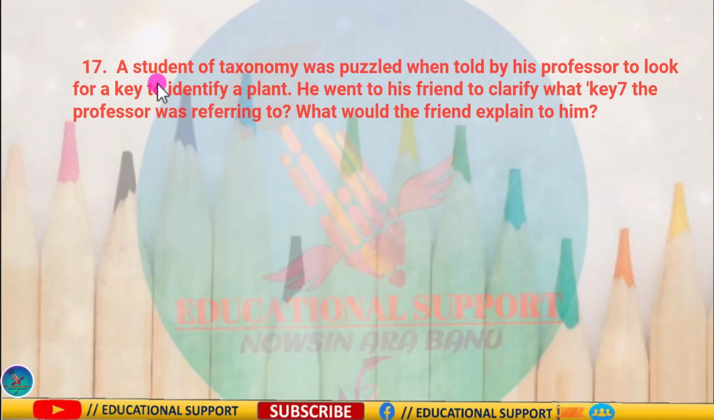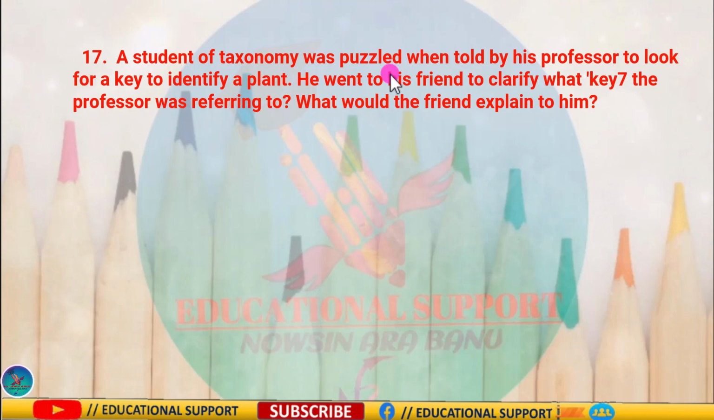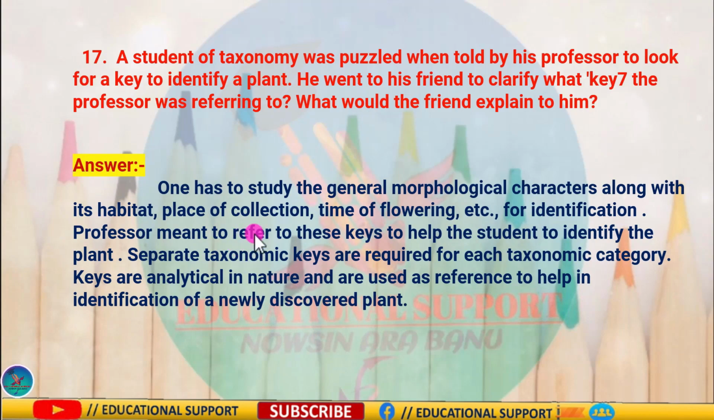Question number 17 is: A student of taxonomy was puzzled when told by his professor to look for a key to identify a plant. He went to his friend to clarify what key the professor was referring to. What would the friend explain to him? Identification of a plant is a scientific process, you know very well. One has to study the general morphological characters along with its habitat, place of collection, and time of flowering, etc. For identification, several reference materials are available in the form of taxonomic keys.